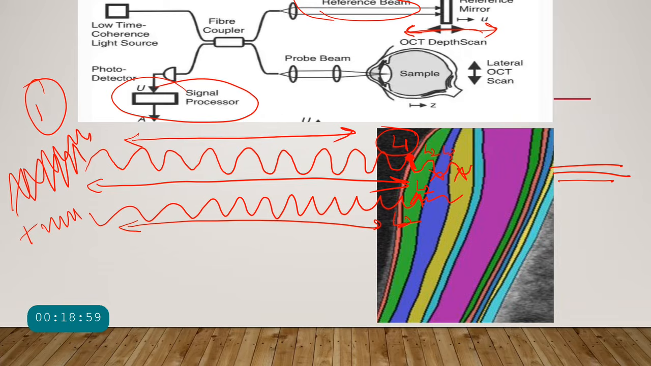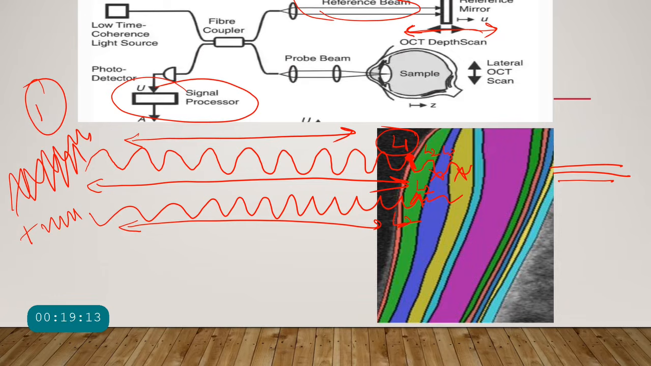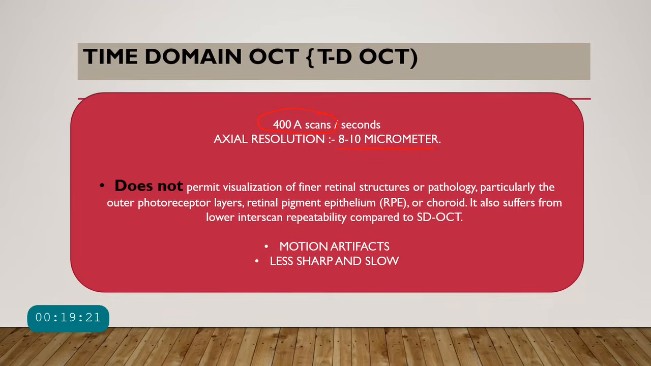And that is the reason why time domain OCT actually takes time, okay? And the number of scans that we can do is also less. So it does about 400 axial scans per second, and the resolution is about 8 to 10 micrometers. So every time the mirror is moving, it is actually creating an axial scan of that section.